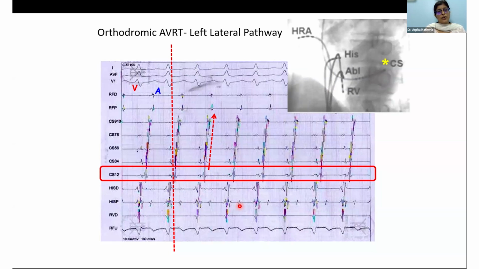This is classical of an orthodromic AVRT. Here you can see the CS arranged from 1 towards 9, 10. So it is getting started from the left side accessory pathway. The first impulse is in the CS 1, 2, then moves on towards CS 9, 10, and it is getting eccentrically conducted.